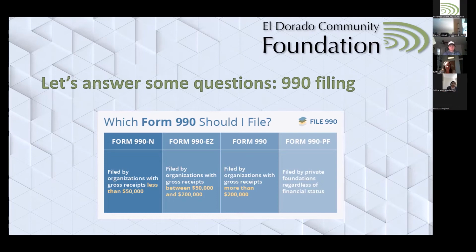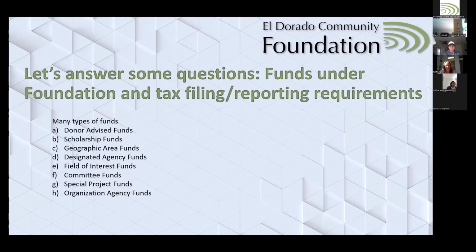If there are any questions with this, I will definitely take them separately with you because we're running a little behind on time. And I'm going to move on to the next one that was asked: funds under the foundation and tax filing reporting requirements. I know I recognize a lot of faces, and I know Kathy there has questions.